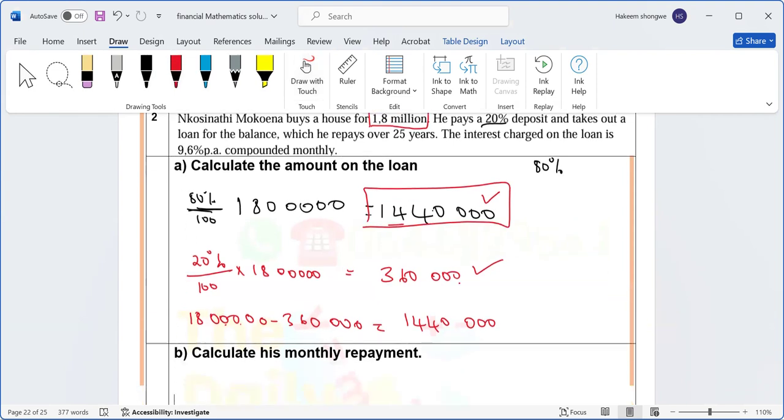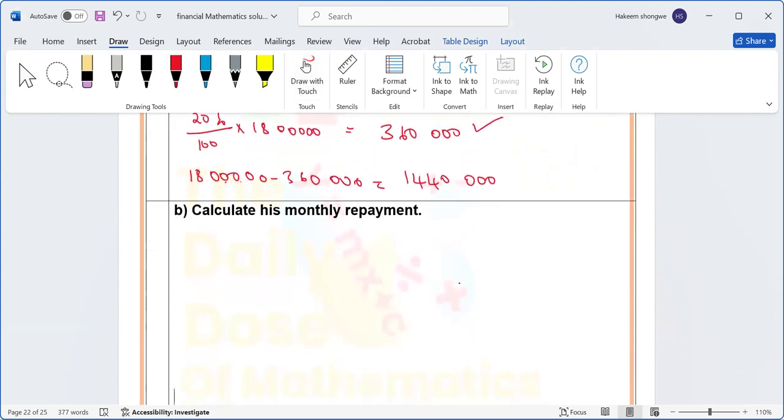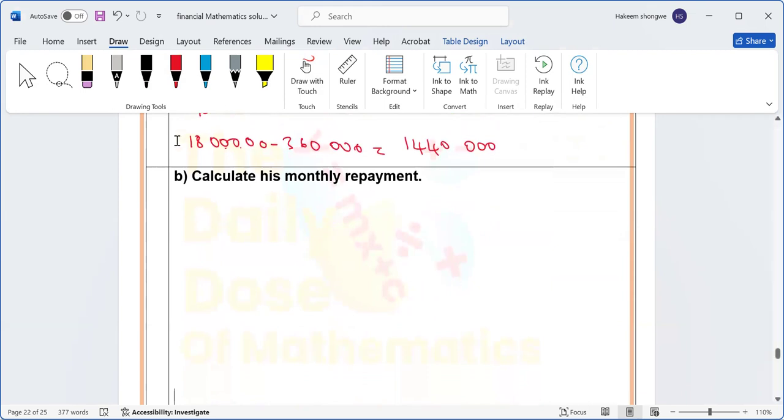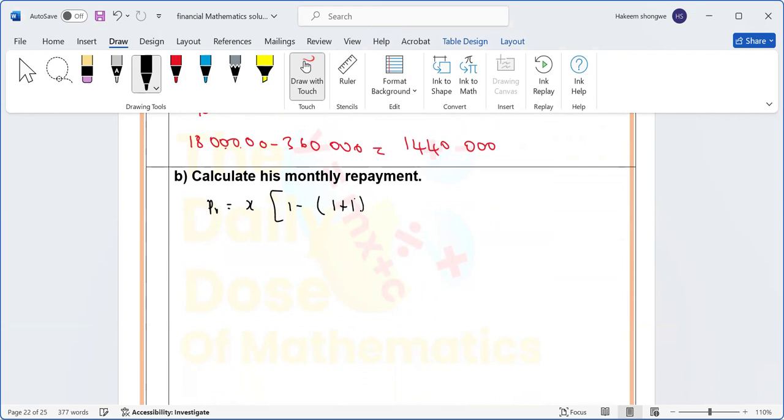Then the next question asks us to calculate the monthly payments. So if we're to calculate the monthly payments, we have PV equals X, open bracket, 1 minus (1 plus i) to the power of minus n, close bracket, all over i. We're looking for X. So X is given by i times PV, divided by 1 minus (1 plus i) to the power of minus n.